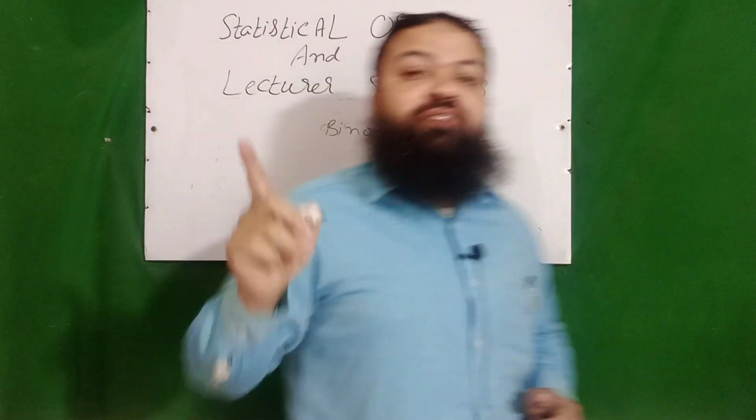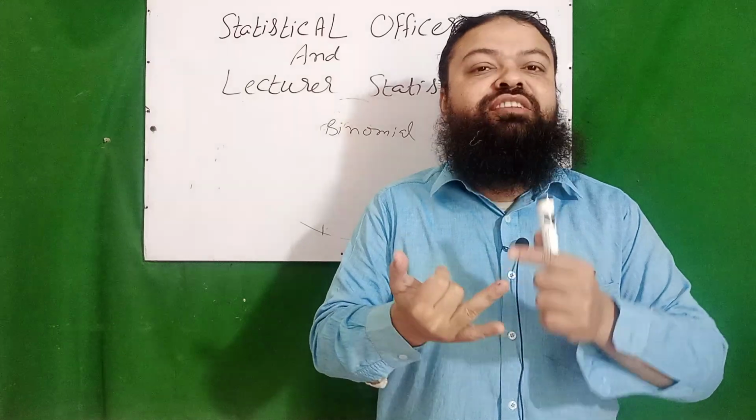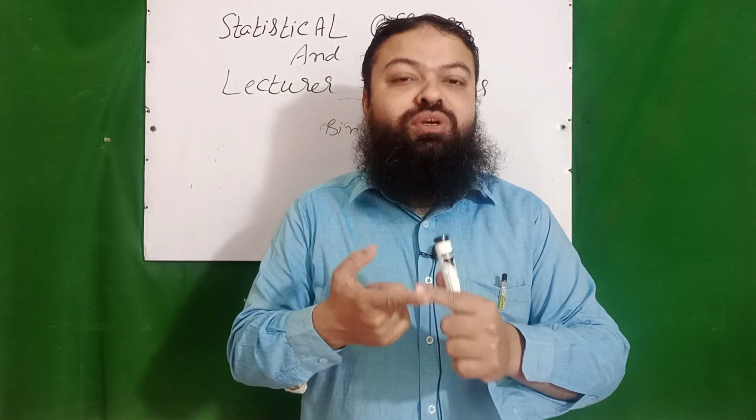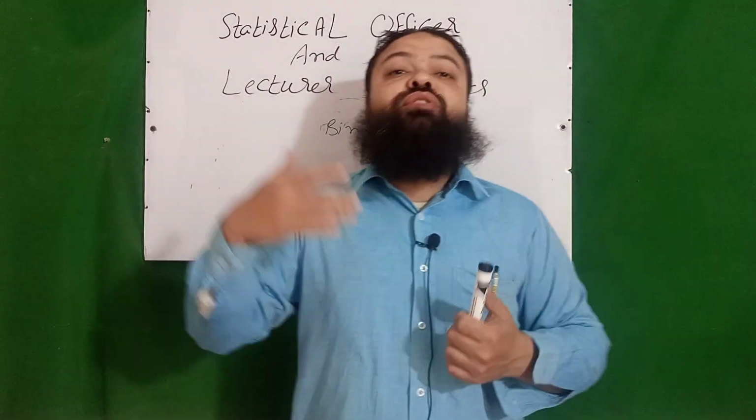No paper can be prepared without these distributions. In binomial, it has 4 properties. Its mean is np, its variance is npq, its standard deviation is under root npq, also its beta 1, beta 2, K1, K2, K3, K4 cumulants.